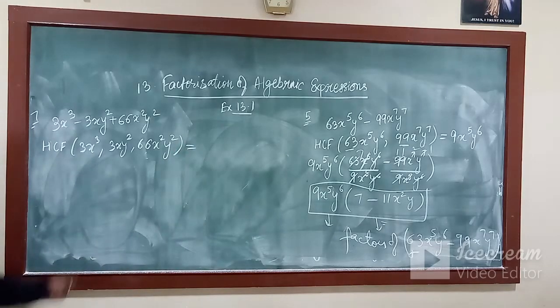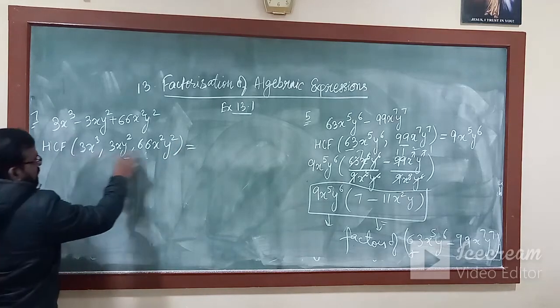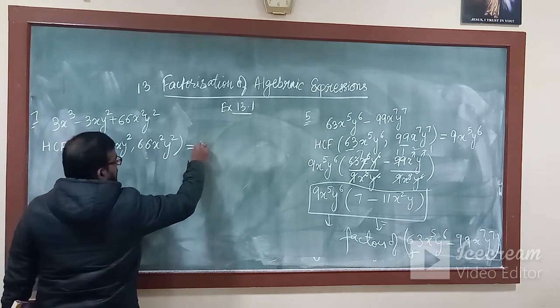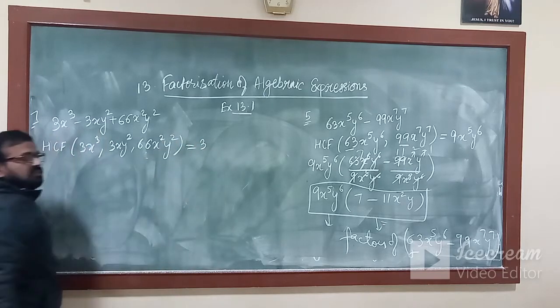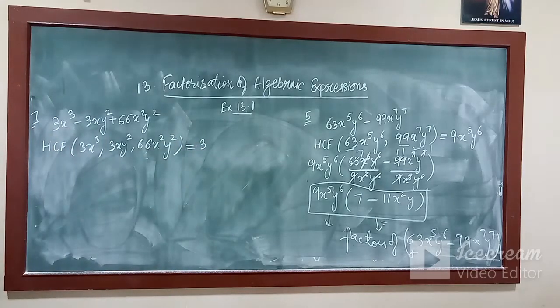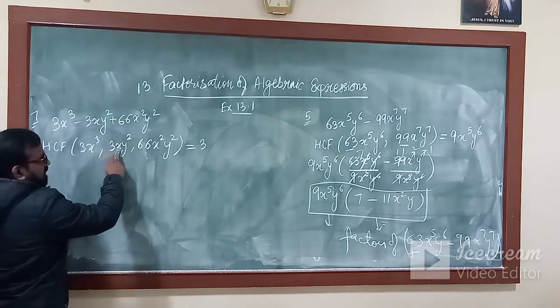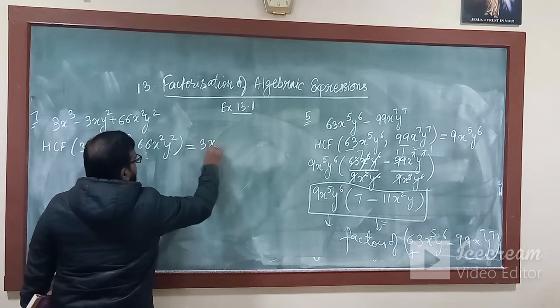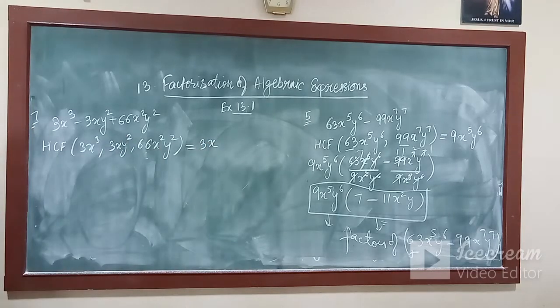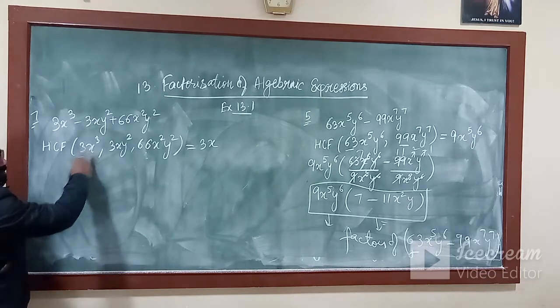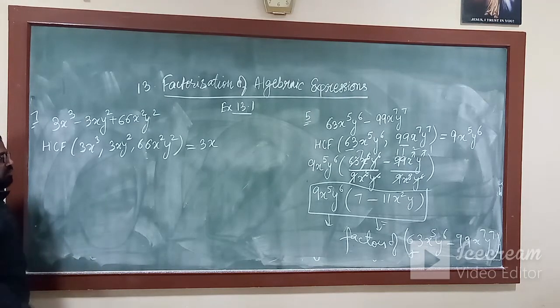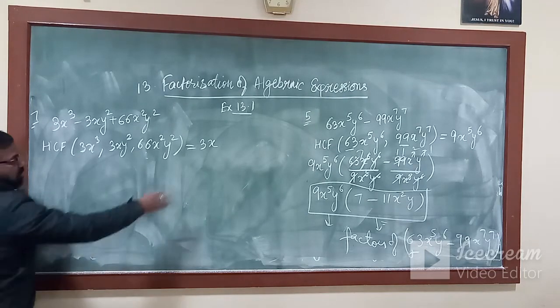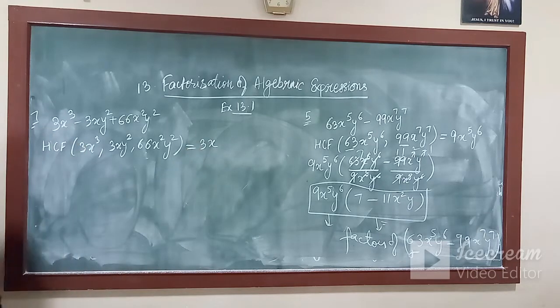That is, first we will take the HCF of 3 and 66. So HCF will definitely be 3. Okay, you can calculate, you know how to calculate the HCF of numbers. Then see x cube, x and x square. So what will you take out as common? x. Now regarding y, since this term does not contain y, we will not take any y. So this will be my final HCF.